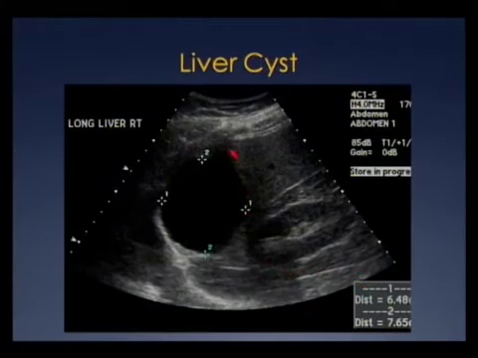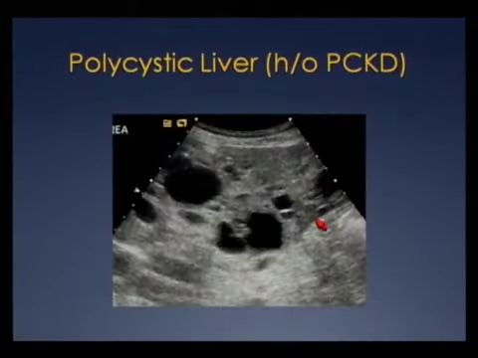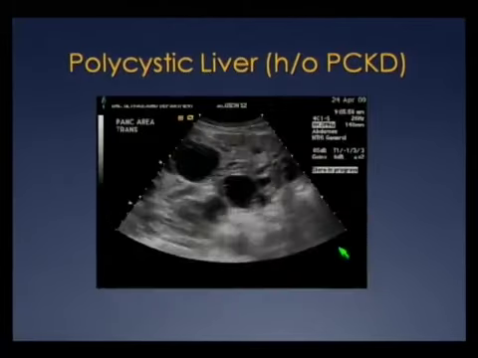So here's a nice example of a large cyst within the right lobe of the liver. It's almost 8 centimeters long. We have the well-defined back wall, increased through transmission, anechoic lumen, and a little bit of a septation there. Here's a patient with polycystic kidney disease who has multiple cysts within the liver, so also has polycystic liver. Notice that some of the walls of the cysts are a little bit irregular, and that's okay.